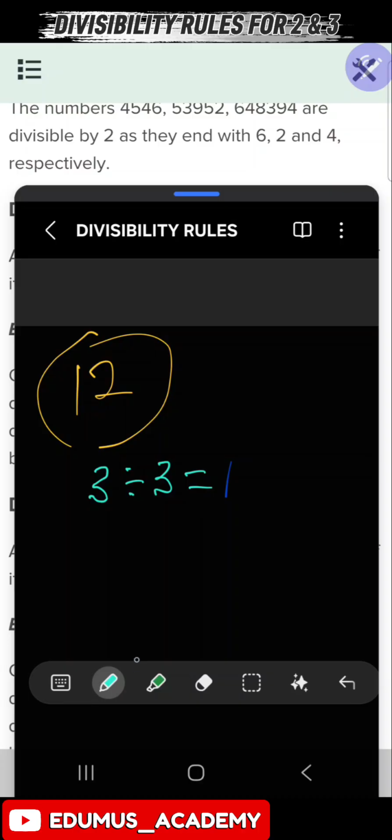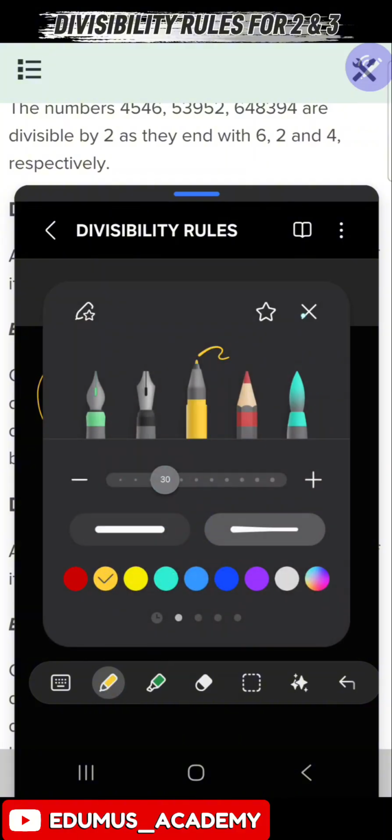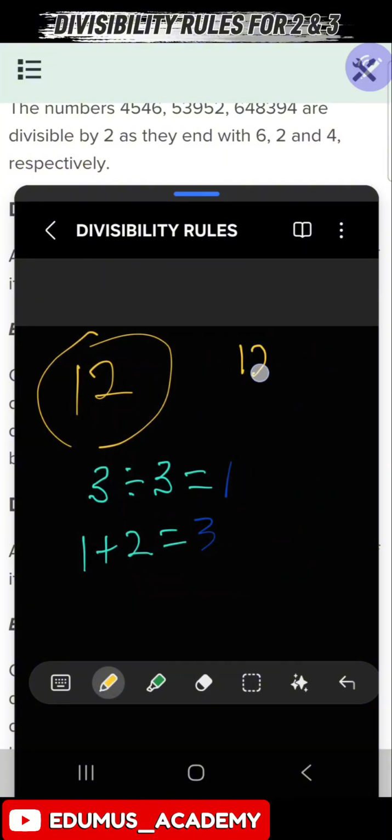So we are now saying that because the sum of the digits of 12, 1 plus 2, equals 3, and that is divisible by 3, then 12 itself can be divided by 3, and we have 4. No remainder. That is it. So interesting and so straightforward. So this is the rule for 2 and 3.